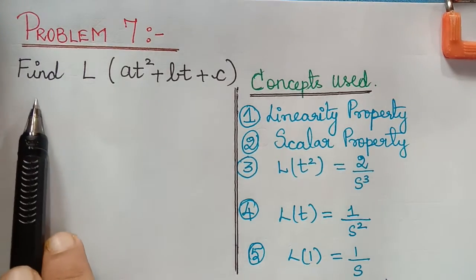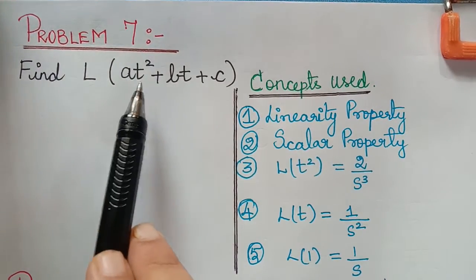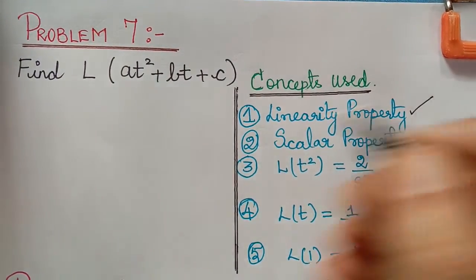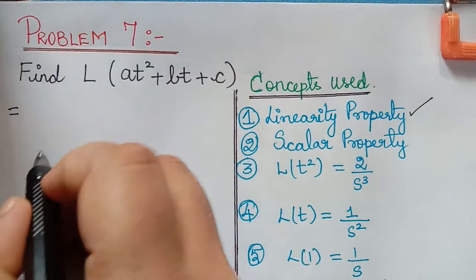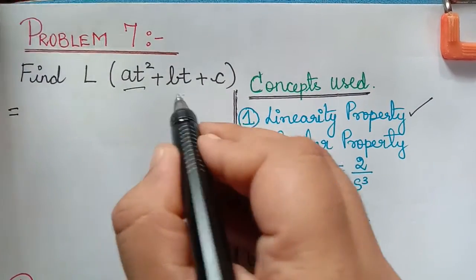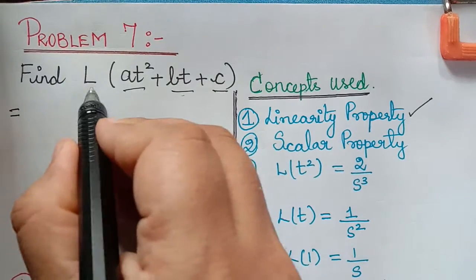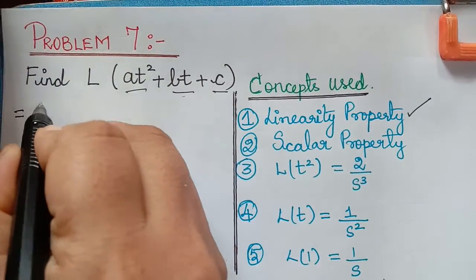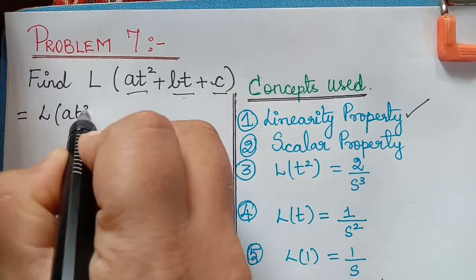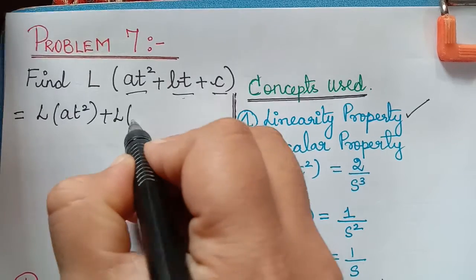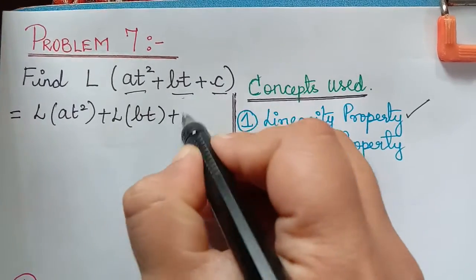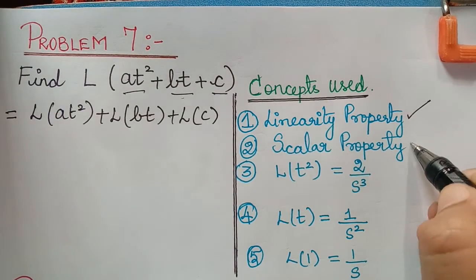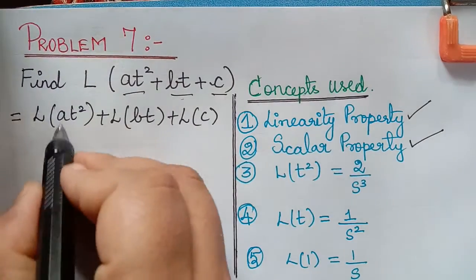The question is, find L of at square plus bt plus c. As the first step, we will use the linearity property, and this will be equal to the Laplace transform of three different functions, which can be written as the Laplace transform of each function added up. That is, this can be written as Laplace transform of at square plus Laplace transform of bt plus Laplace transform of c, and this is by using the linearity property. And by using the scalar property, we can take the constants out.